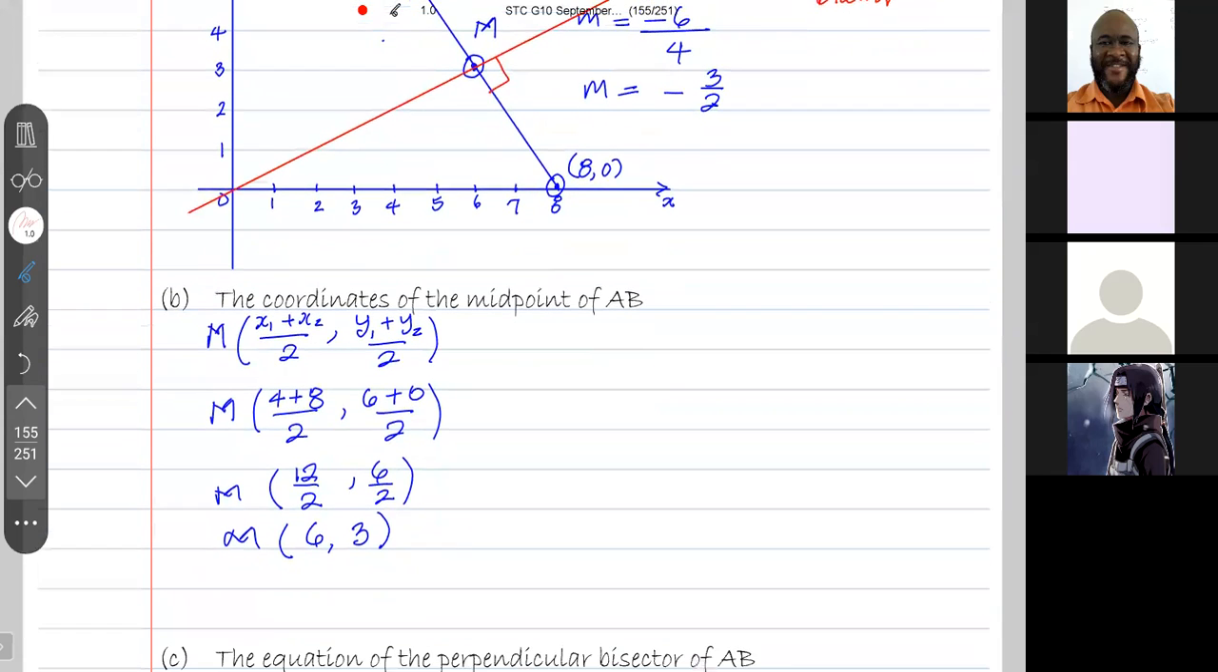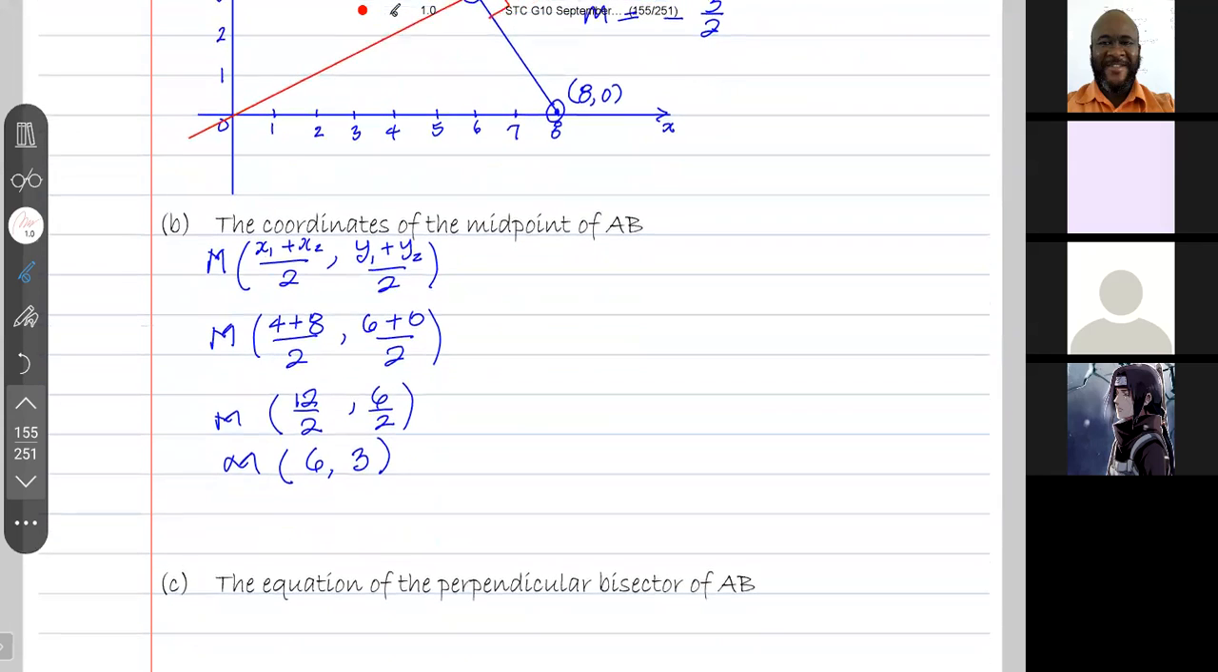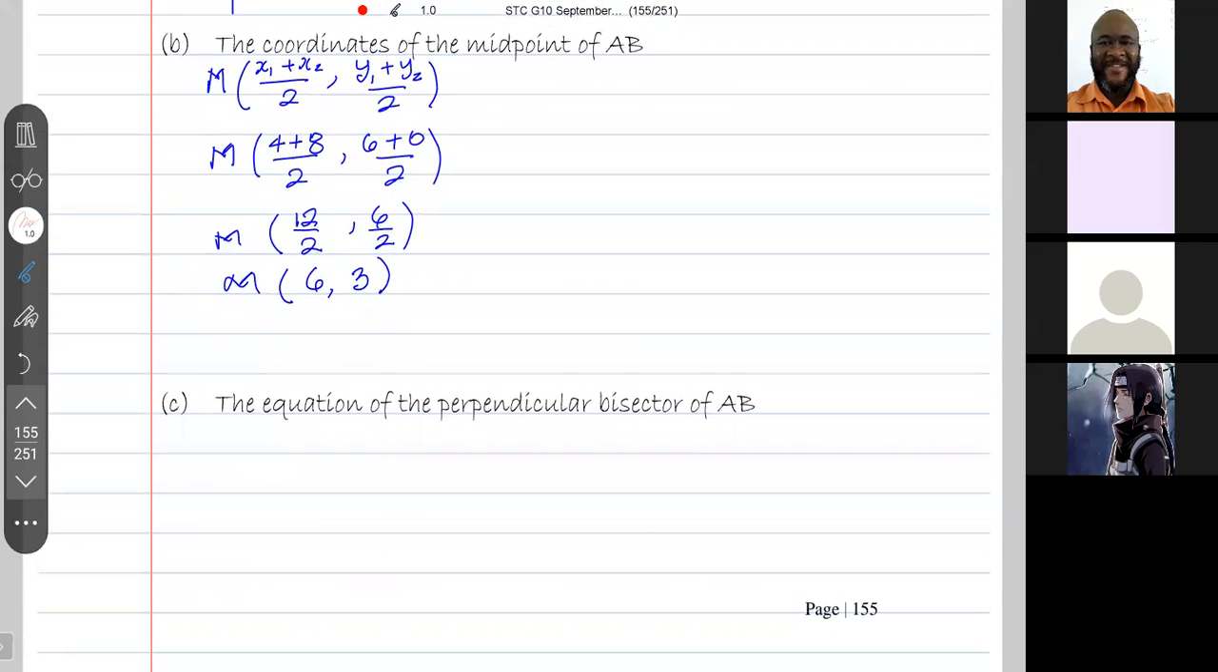Stay with me. So let us go into it now by calculation. The formula for determining the equation of a straight line is y is equal to m into x minus x naught, plus y naught. That's the formula. To use this formula, you need the gradient of the perpendicular bisector.